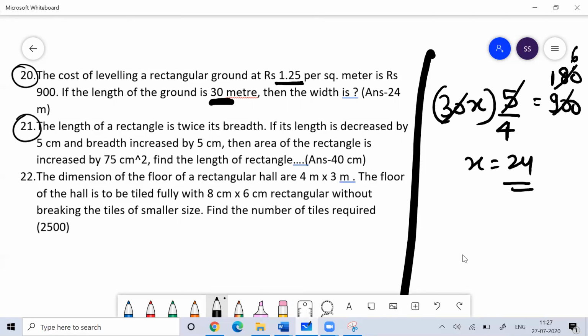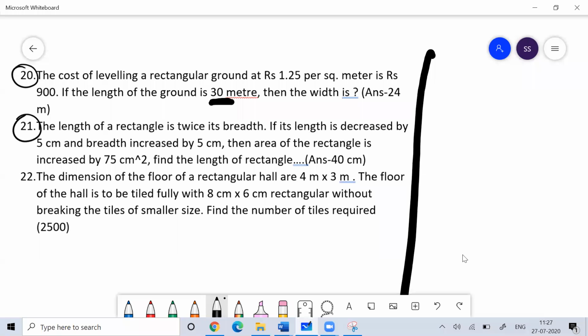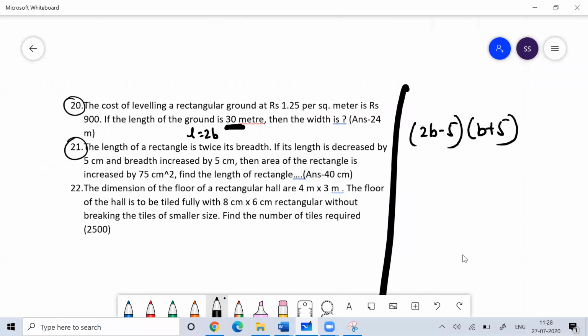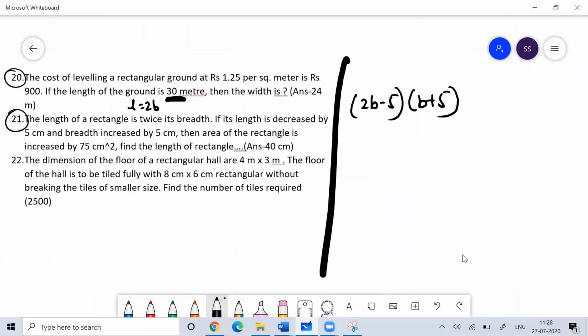Next question. These are all easy questions. I hope you understand. The next question is, the length of the rectangle is twice the breadth. So the length is double of breadth. If the length is decreased by 5 centimeter and breadth increased by 5 centimeter, then the area of rectangle increases by 75 centimeter square.